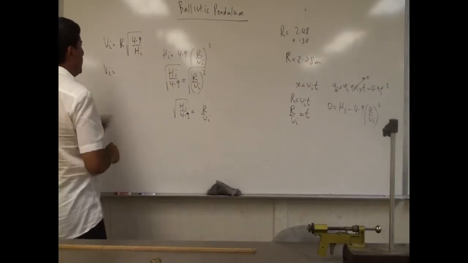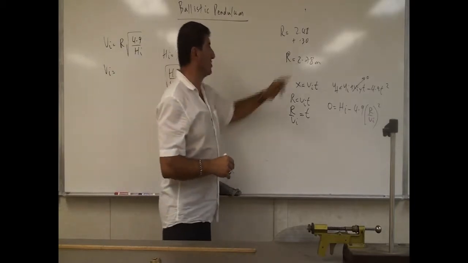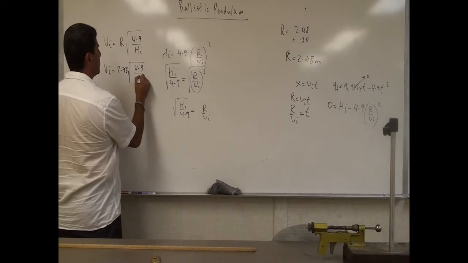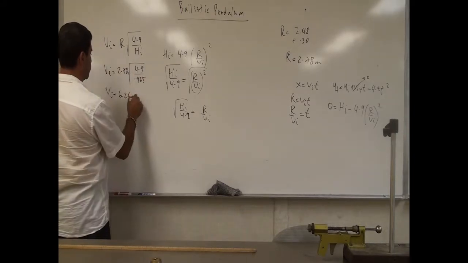So V initial is going to be, so now I'm going to put my range, 2.78 meters. Okay, then the initial height was 0.965 meters, so 6 meters per second.